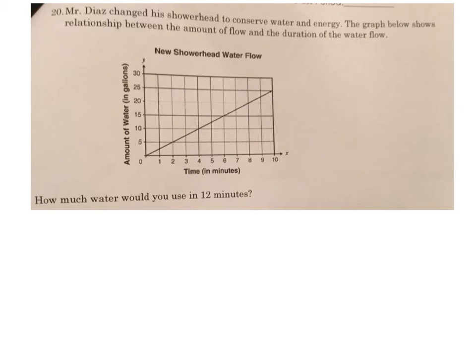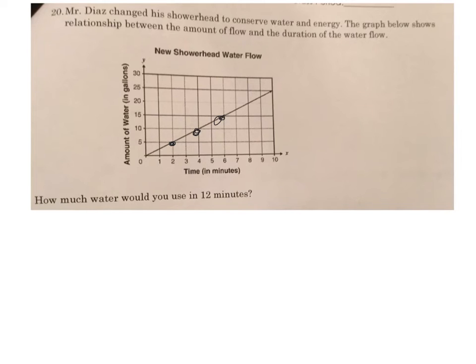Mr. Diaz changed his shower head to conserve water and energy. The graph below shows the relationship between the amount of flow and the duration of the water flow. So, how much would you use in 12 minutes? So this time we're having to find our equation to figure out how much you would use in 12 minutes. So once again, this one doesn't have points, so you're looking for that mark. So if you're looking right here at this 1, you're kind of not 100% sure if it's really halfway between 0 and 5. So to check that, we're going to go actually over to 2 and put a point there because that is hitting on the line. Also, you can see exactly at 4 and 6. Those are all good points to use.